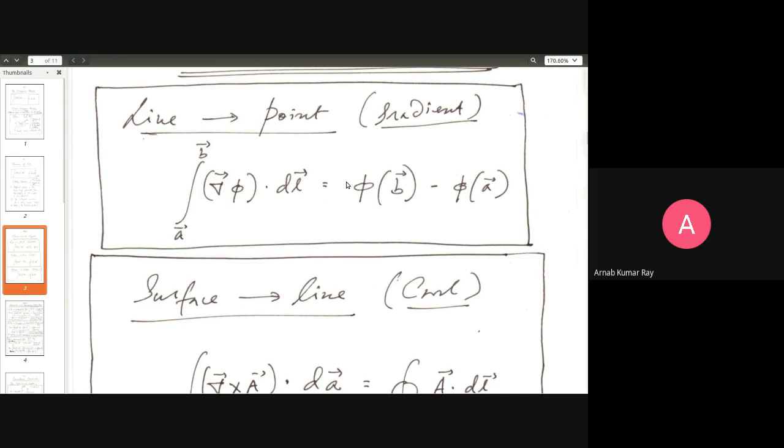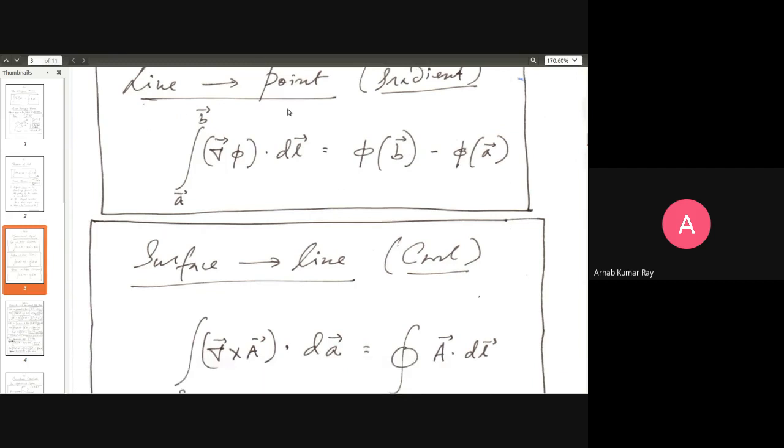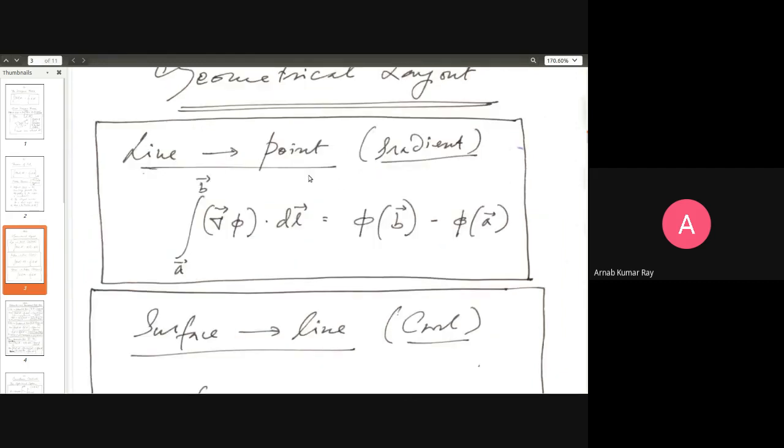So the first point is position vector A. The second point is position vector B. Gradient dot dl will give you the value of the function at the boundaries of a line, so to speak. What are the boundaries of a line? The two bounding points, position B and position A. So the line integral collapses to two boundary points. Okay, so you notice line to point. What is the dimension of a point? A point is zero dimensional. A line is one dimensional. So one dimension goes to zero dimension.